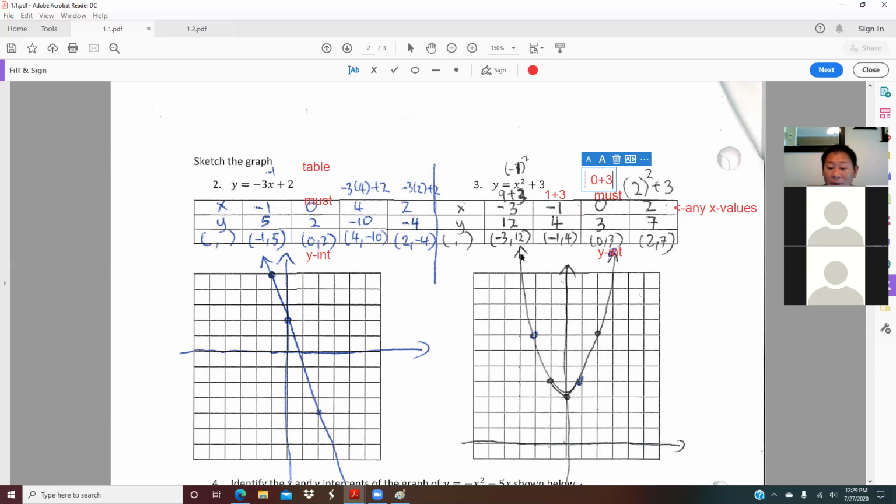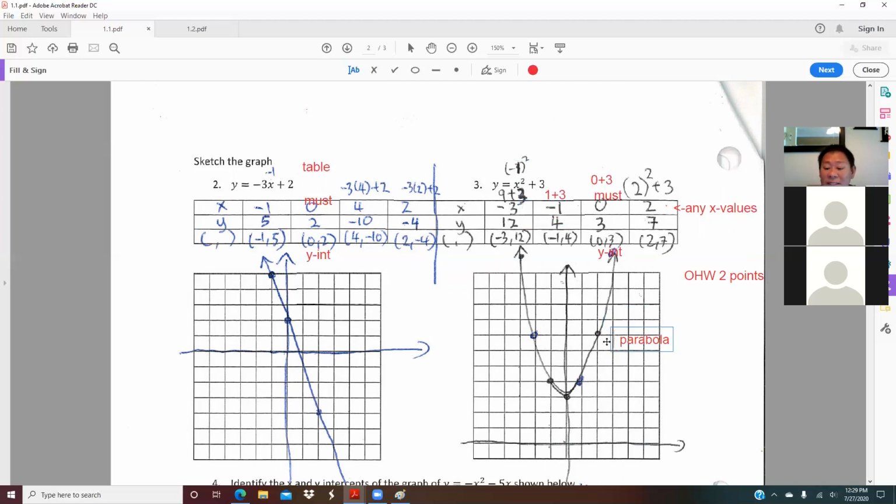(-3, 12), which is way up here. This is (-3, 12). (-1, 4) is here. (0, 3) is here. And (2, 7) is here. And then you draw the curve in this case. In your online homework, you just need 2 points. Okay, you just need 2 points. And this is what we call a parabola.